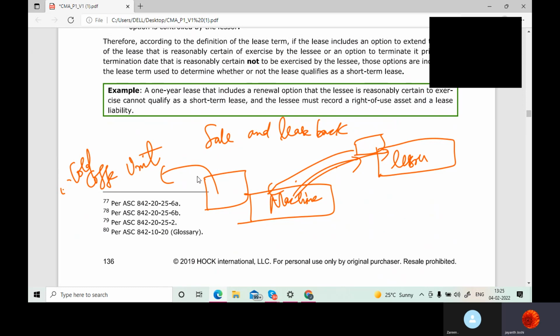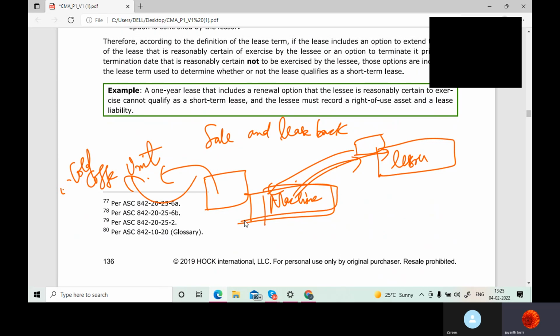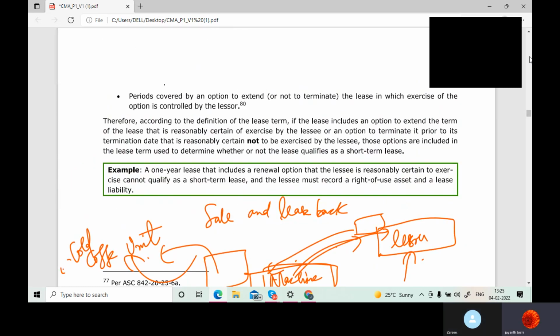So what is the benefit? You got the money with which you started a business expansion, and the machine is still with you because you have also leased the machine. You sold it and leased it back, correct? Yes, sir. I got it. And the lessor is enjoying the fixed payments. That's it.